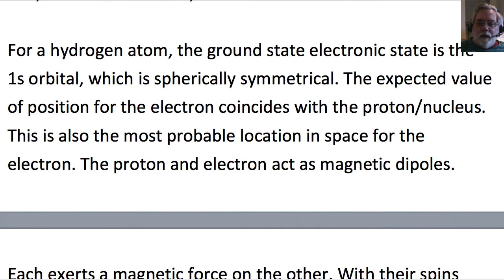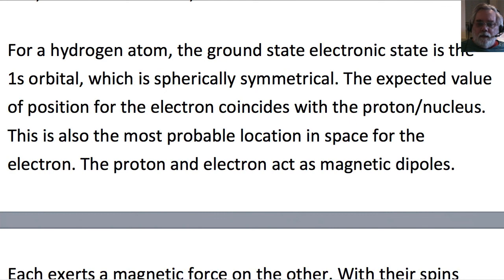For a hydrogen atom, the ground state electronic state is the 1s orbital, which is spherically symmetrical. The expected value of position for the electron corresponds with the proton, or the nucleus. This is also the most probable location in space for the electron.